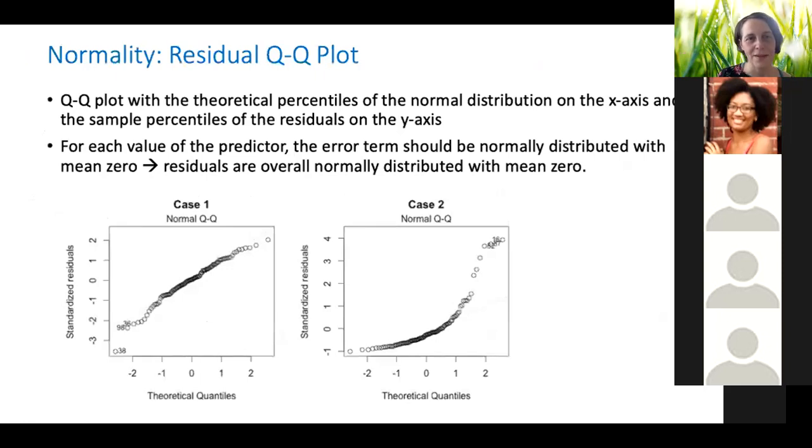Okay. So then last but not least, we also want the residuals or error terms to be normally distributed, and then our beloved QQ plot comes into play, right? We are plotting the theoretical percentiles of the normal distribution on the x-axis and the sample percentiles of the residuals on the y-axis. In most cases, R is doing that for us. So we have here the theoretical quantiles, and there the empirical quantiles for our standardized residuals. Ideally, we want them to be on a straight line.